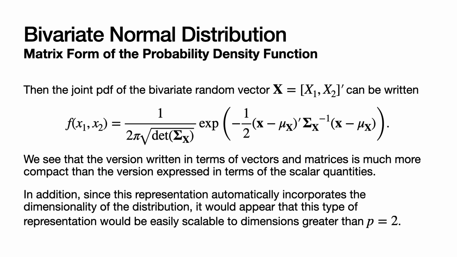So this is a little bit simpler than the other expression we had that was expressed in terms of scalar quantities. And so we see that the version written in terms of vectors and matrices is at least a bit more compact than the version that's expressed in terms of the scalars. In addition, since this representation automatically incorporates the dimensionality of the distribution, it would appear that this type of representation would be easily scalable to dimensions greater than p equal to 2. And so with that in mind, let's look at the multivariate normal distribution.